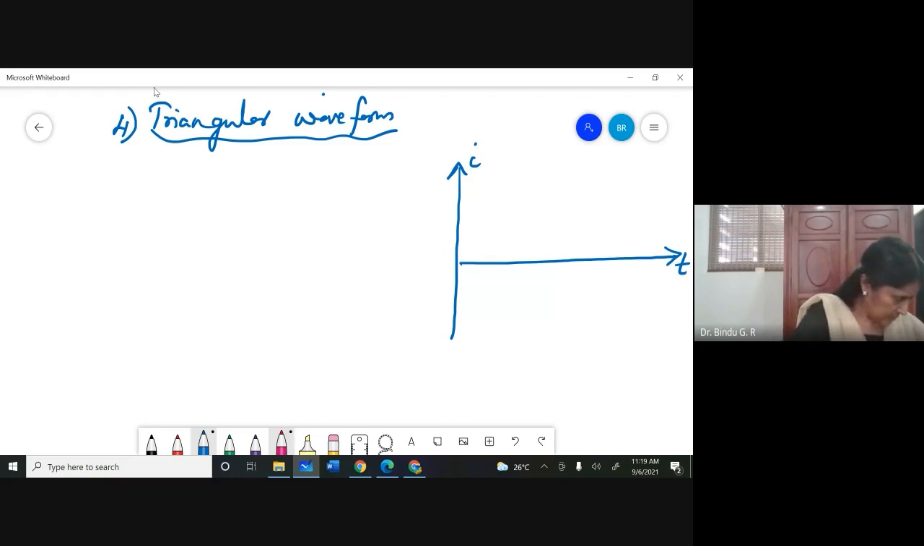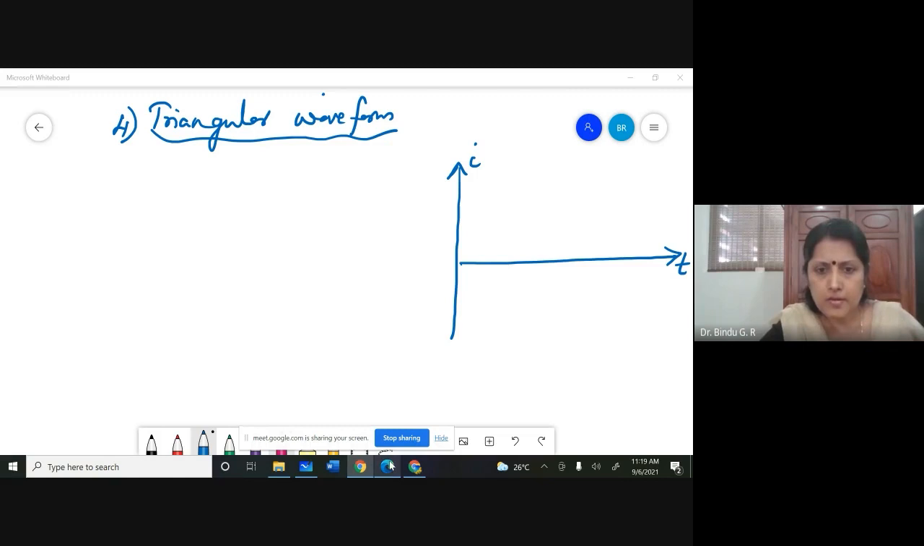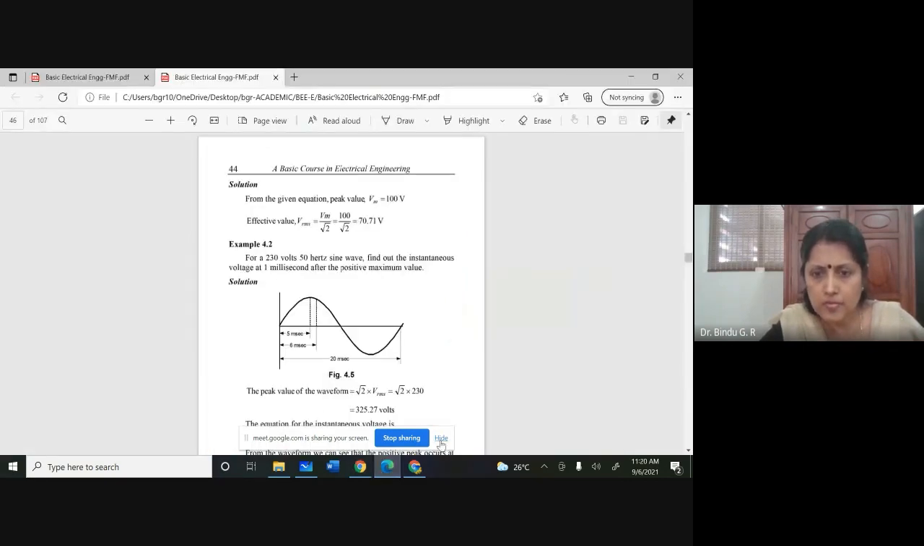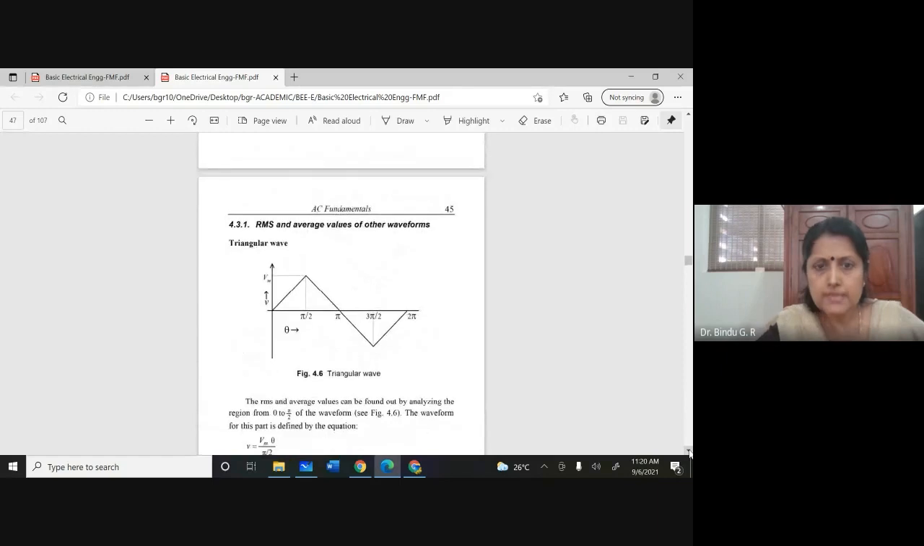I am trying to find out the easiest thing that I have already done here. Let me see. So for triangular waveform, let me take his book. This is the triangular waveform that I'm talking about. Let me draw this here.